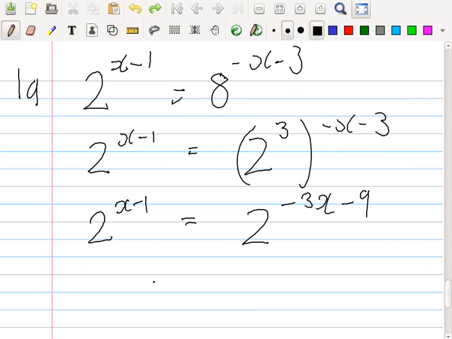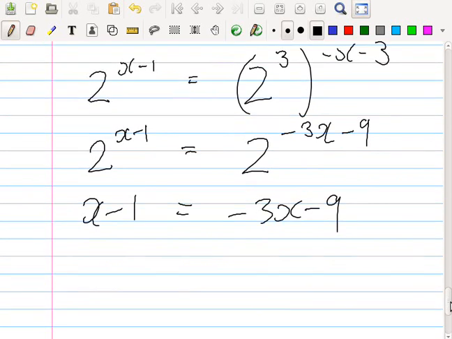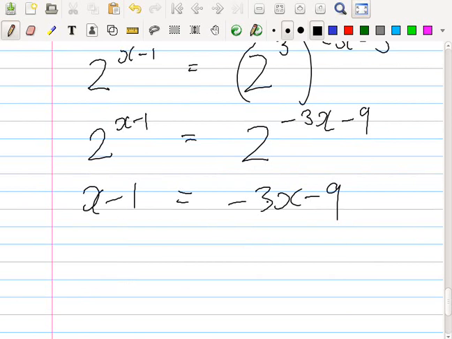Yeah? Which part? Yeah, they're equal, yeah. x minus 1 equals minus 3x minus 9. Okay. Take the minus 3x to the left. That makes it 4x. Take the minus 1 to the right. 1 minus 9. Minus 8. And then just a quick division here. So x equals minus 2.